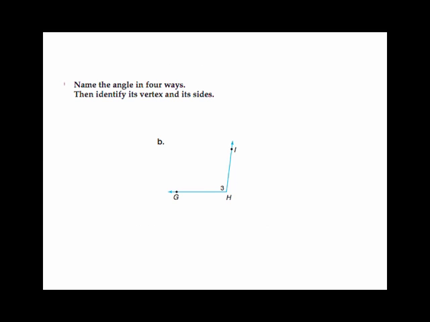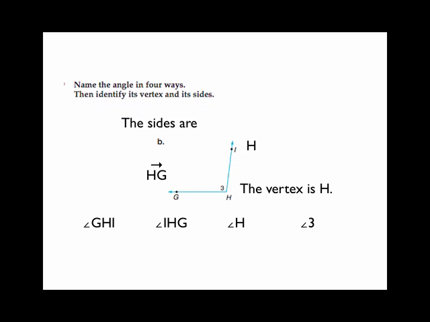Try this one. Name the angle in 4 ways. Identify its vertex and its sides. I'll give you a minute to think about it. All right, we can have either angle GHI, angle IHG, angle H, or angle 3. The vertex is the point H. The sides are the ray HG and the ray HI. How'd you do?